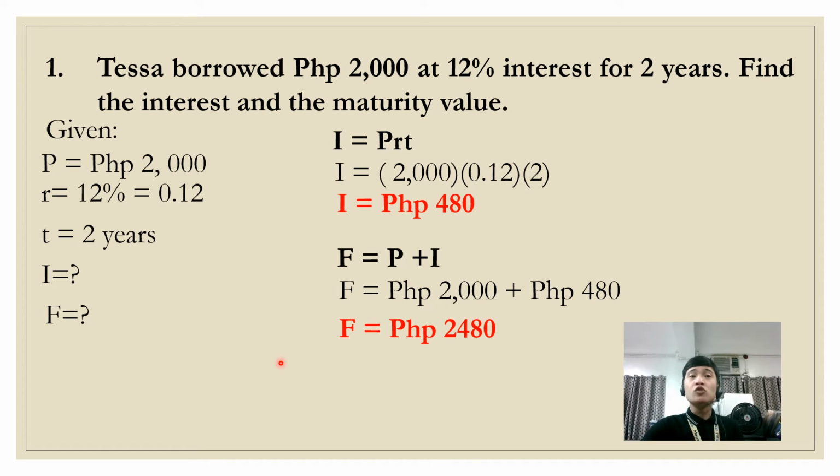Ibig sabihin, yung hiniram ni Tessa na 2,000 pesos, ibabalik niya ng 2,480 pesos kasi may pinataw na 12% interest sa loob ng 2 taon. So that is our first problem in simple interest. Okay, let's have example number 2.